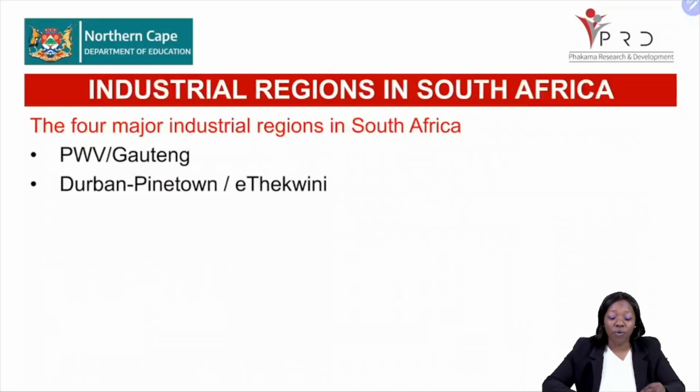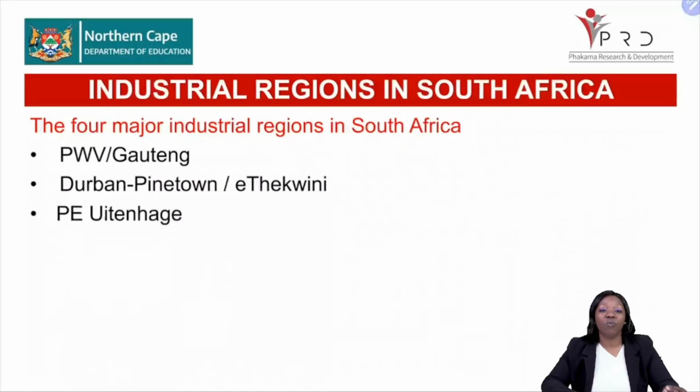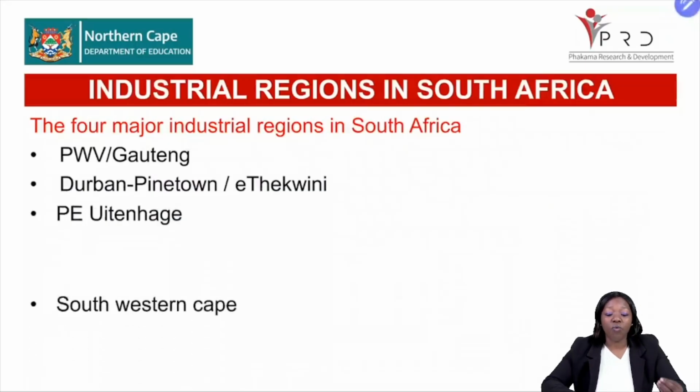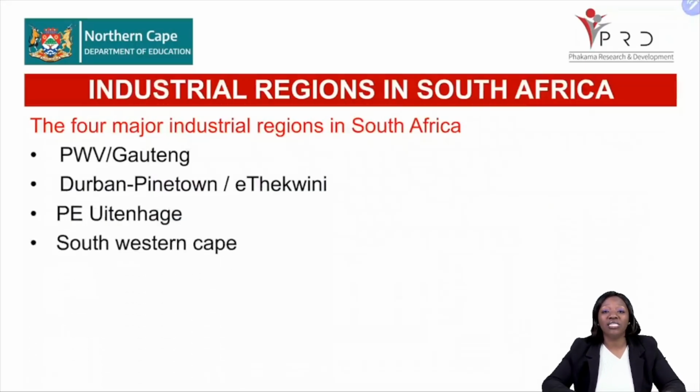Then secondly, you have your Durban Pinetown or eThekwini Industrial Region. Where is it located? It is located in KwaZulu-Natal. Then number 3, we have your Port Elizabeth ATMH, the one that we call PE. Now it is no longer called PE, but it is called Gqeberha. Where is it located again? In the Eastern Cape Province. Then lastly, we have your Southwestern Cape Industrial Region, which is located in the Southwestern Cape.